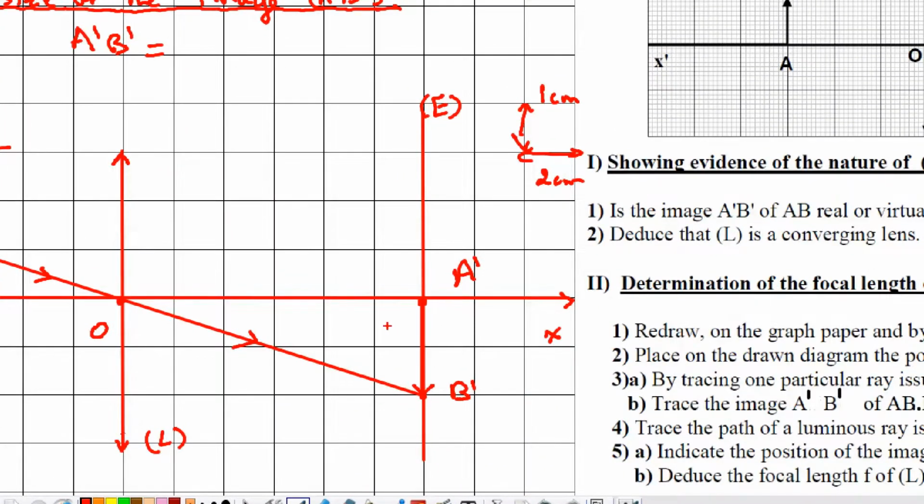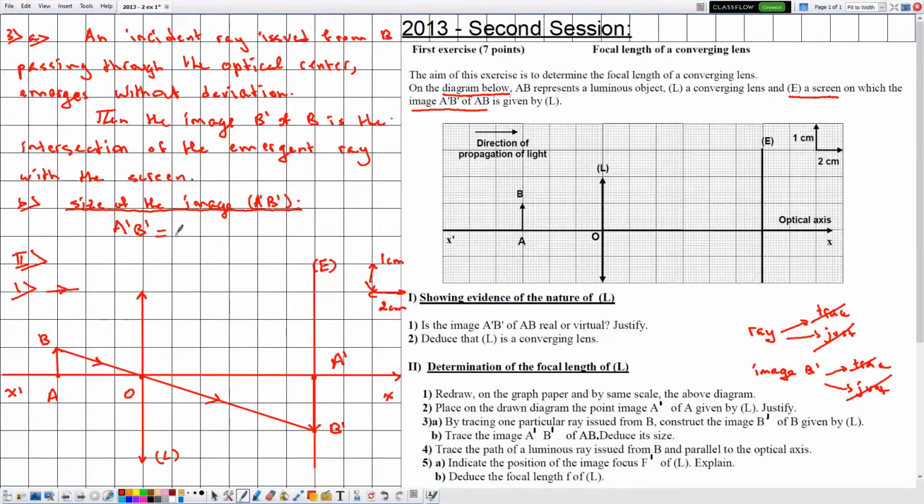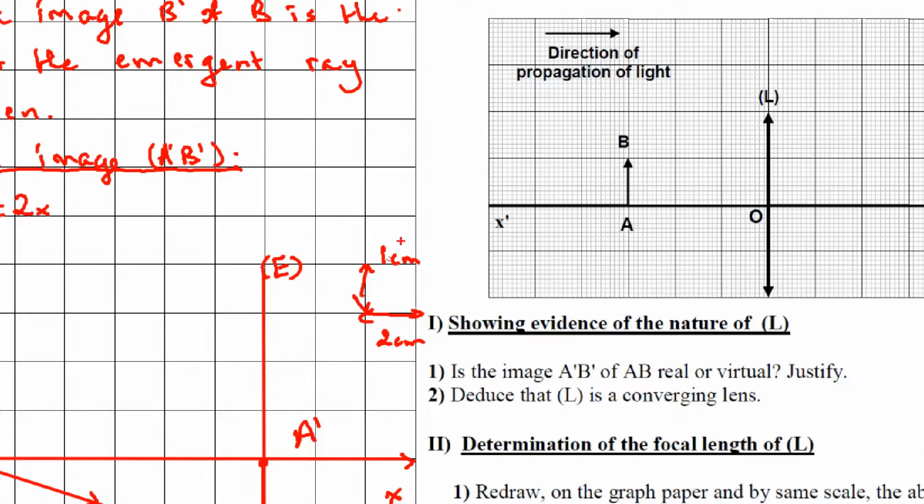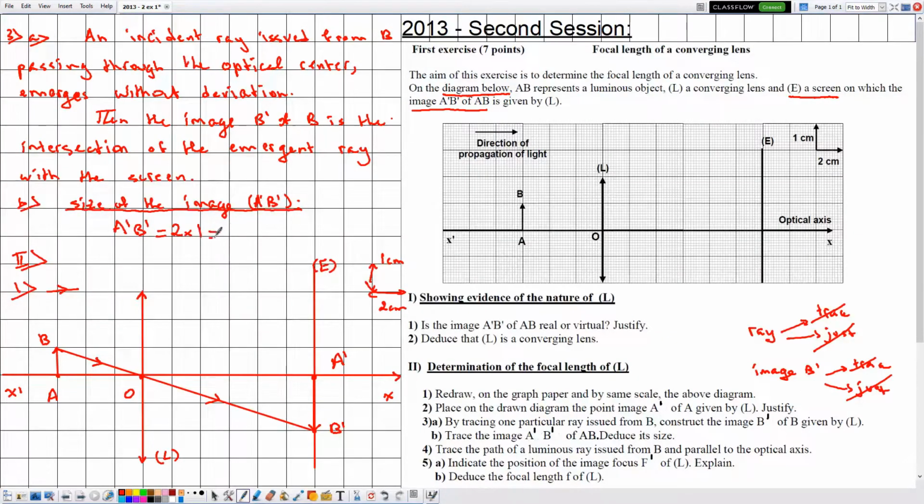So A prime B prime consists of 2 divisions, and we multiply by the scale along which we have counted the number of divisions, which is the scale along the y-axis. This will give us 2. Since the scale is in centimeters, the size of the image A prime B prime will be in centimeters. Always, all quantities in physics must have a unit.